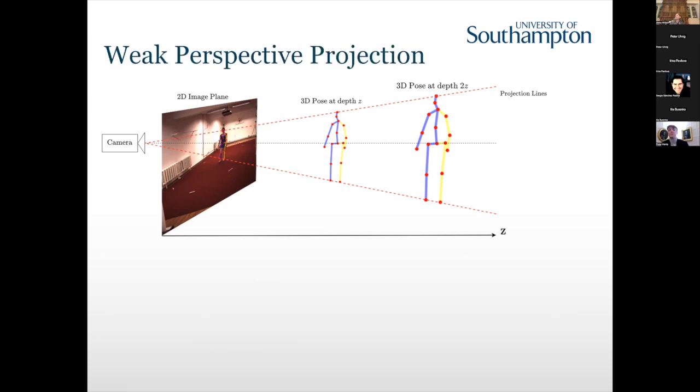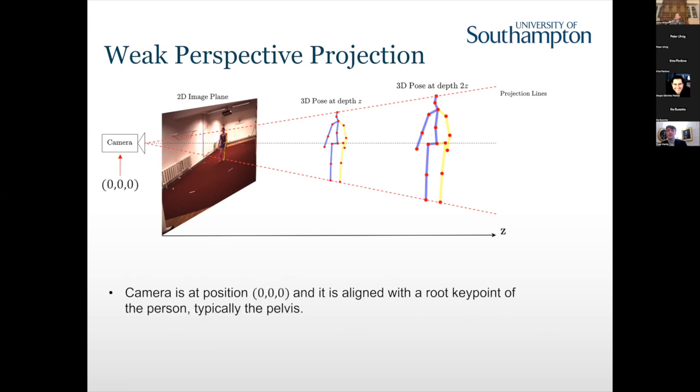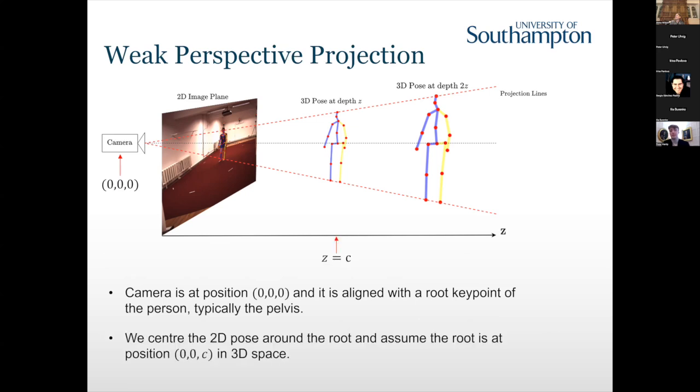So we use something called a weak perspective projection. So what do we mean by this? We typically assume that the camera's at location 0,0,0 in our global coordinates that we set up. And then we center the 2D poses around a root, which we assume is the pelvis. And we assume that when we predict the 3D, this pelvis will be at location 0,0,C, which is a constant in our 3D space. In reality, C is just 10. We just say it's 10 units away from the camera when we reconstruct it in 3D.